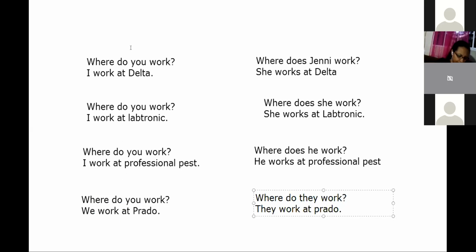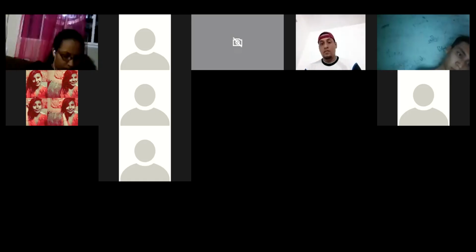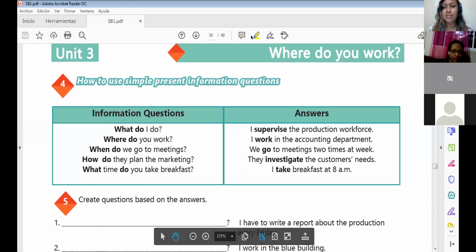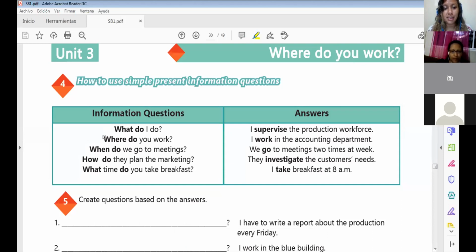Now, this takes us to the chart over here. Take a look at this. So what type of question is the question where? The question where is a WH question word. Look, where do you work? And in the answer we have, repeat with me: I work in the accounting department.